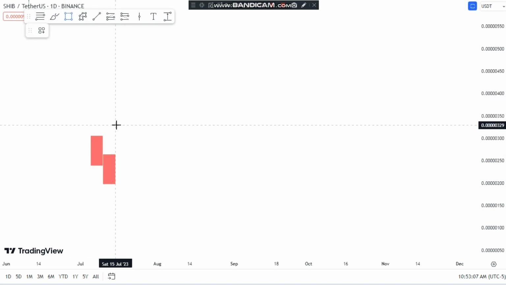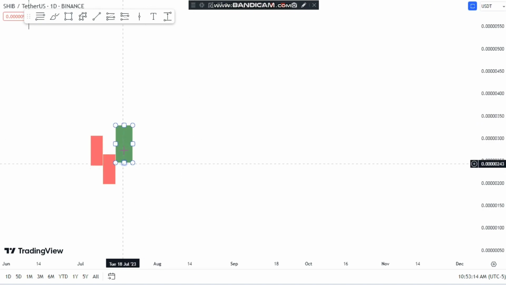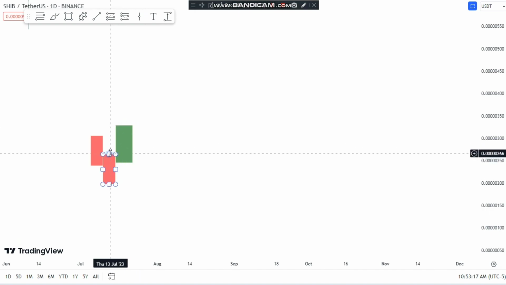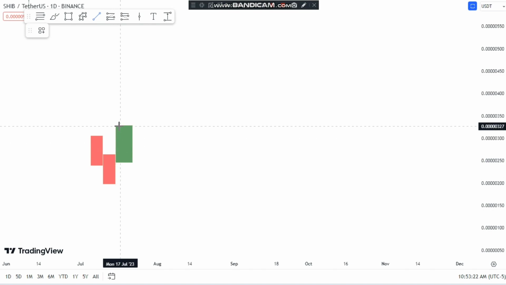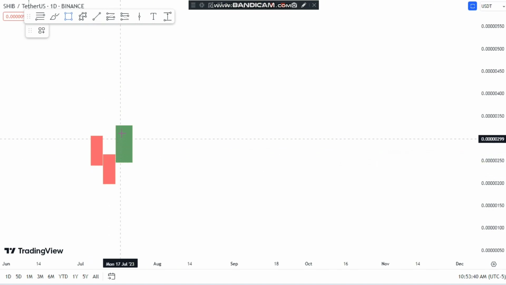Then on the third day we got another candle, but this time it's green, it's a bullish candle, and you can see that the body of this candle has closed above the previous candle. This is the body of the previous candle and this is the body that has closed above. So this is what I call the bullish order block. What is a bullish order block? When you get down closing candles on any time frame, whether it's daily, 4 hour or 15 minutes, and then all of a sudden you get an up closing candle which closes above the previous bearish candle.